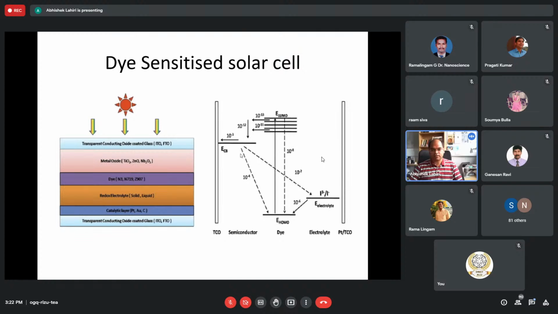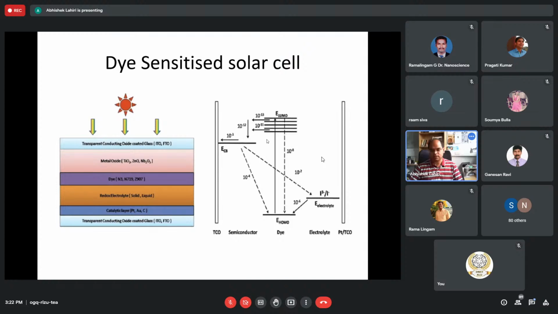What are recombination reactions? You have the electron and the hole. At some point, you're going to generate an electron and hole, which then combine together, and therefore you won't be able to separate out the electron and hole from the dye to the conduction band. And usually the recombination reaction takes place at the rate of 10 power minus 11 seconds. So that's the rate at which you will have to separate the two electrons.